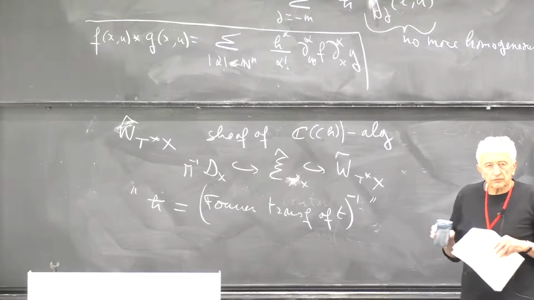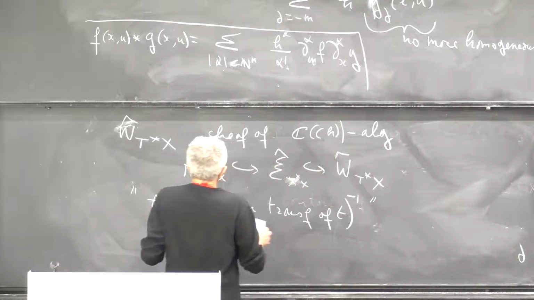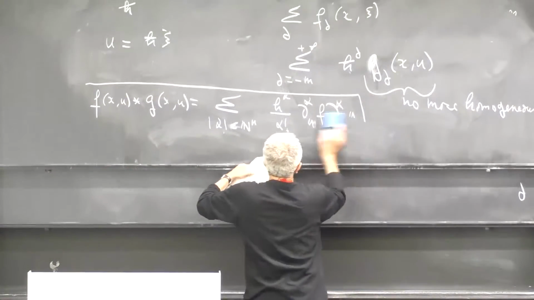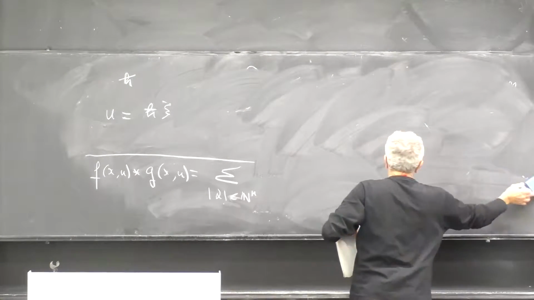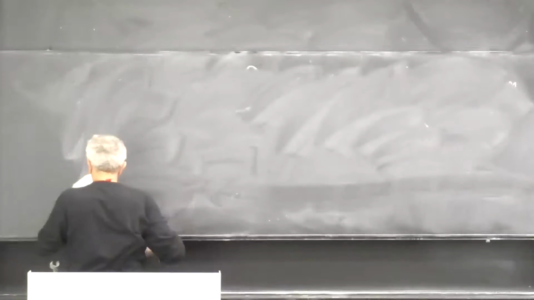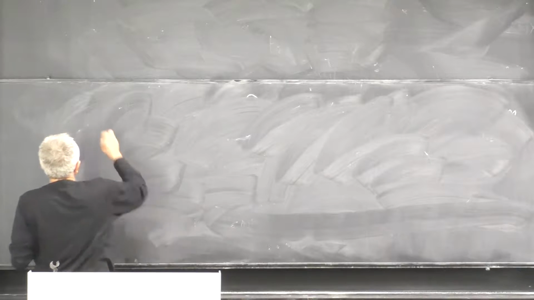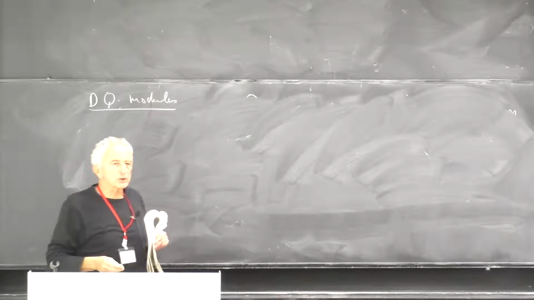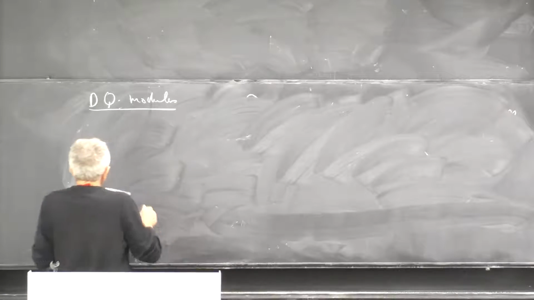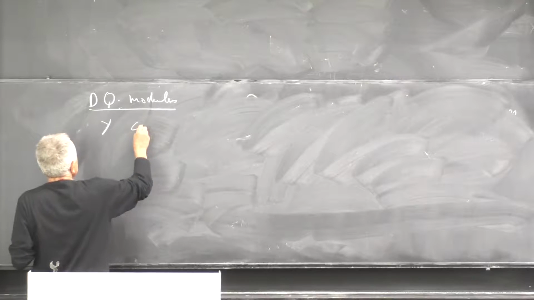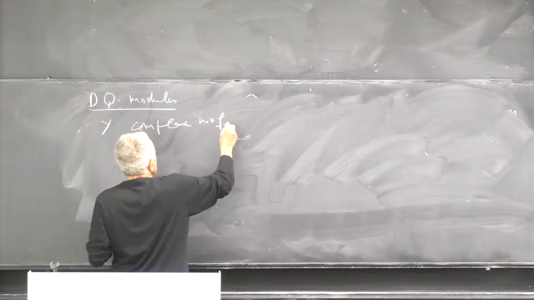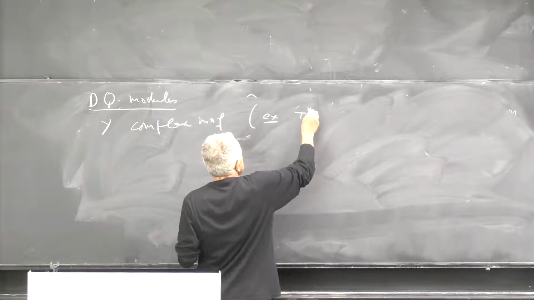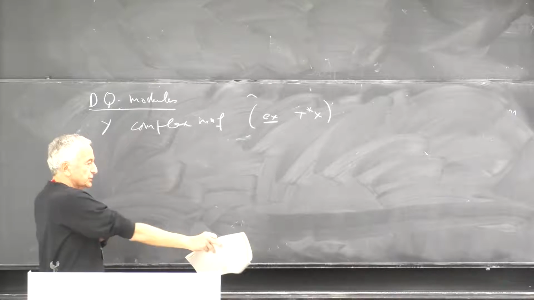Okay. So you can forget everything till now. I erase and I start from the start. So DQ is for deformation quantization. So you start, Y is a complex manifold. You can think, but you are not obliged, of T star X. But in fact, it will be much more general.